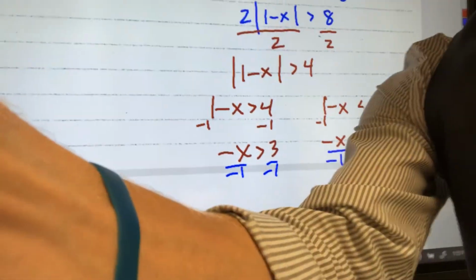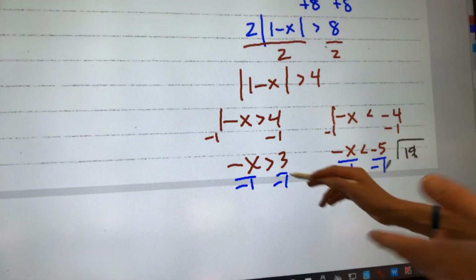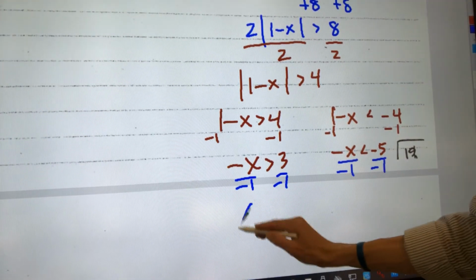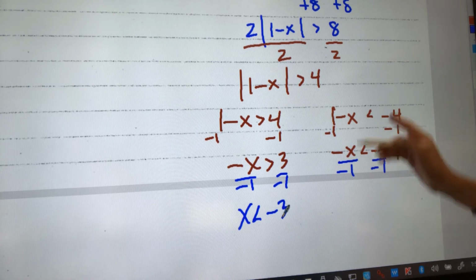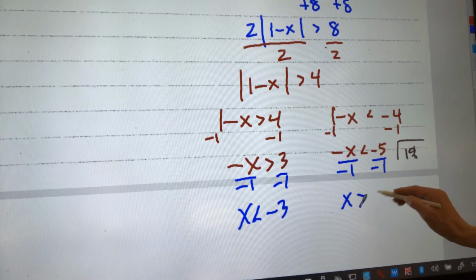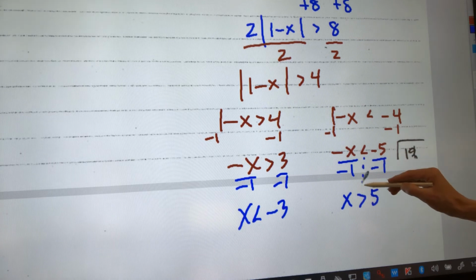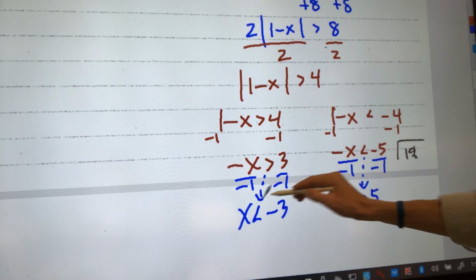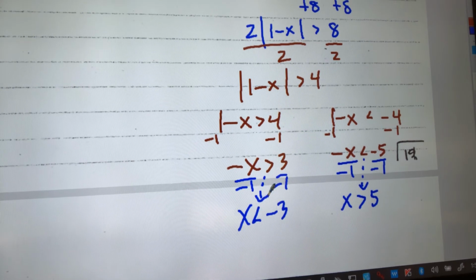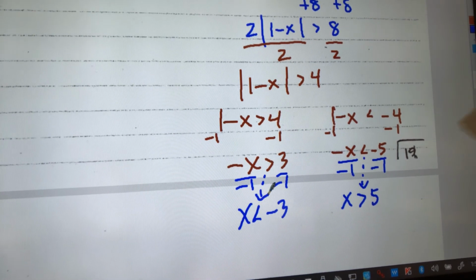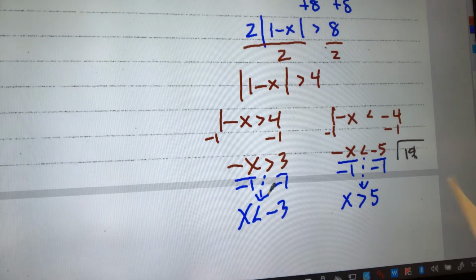And let's bring that on down. Then the sign's going to flip again. If you divide by a negative, flip that sign. X is less than negative 3. If you divide by a negative, you get the double flip over here. Flip the sign. X greater than 5, or less than negative 3. That would be an or statement. You can't think of a number less than negative 3 but greater than 5. That ain't happening.